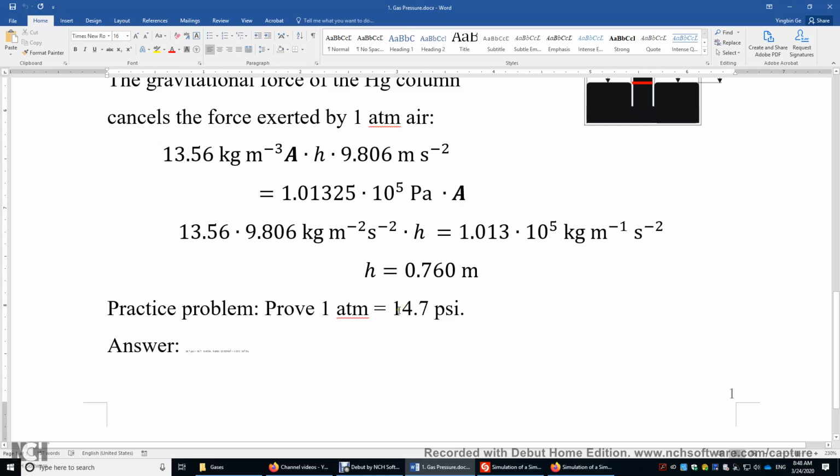Therefore, all you need to do is you convert this to Pascal first. It's going to be 14.7 times 0.4536 kilogram per pound, multiplied by 9.806 Newton per kilogram, divided by 0.0254 squared meter squared, and then you will get 101,000 pascals, which is equal to 1 atm.